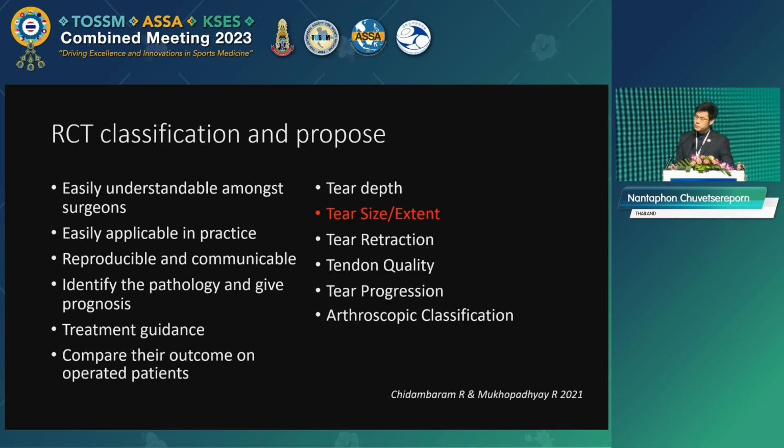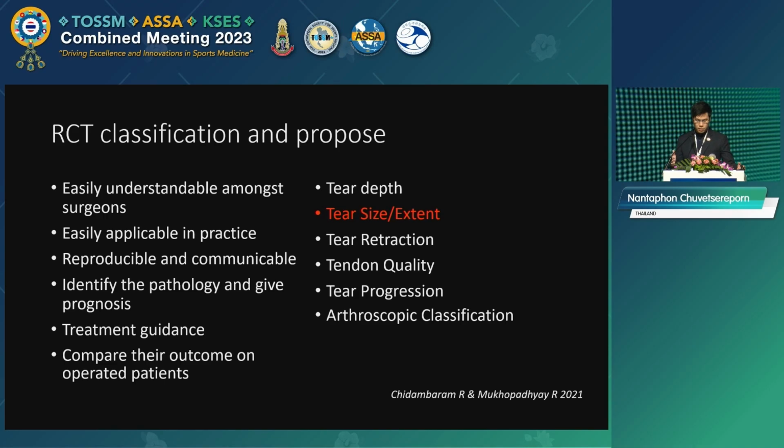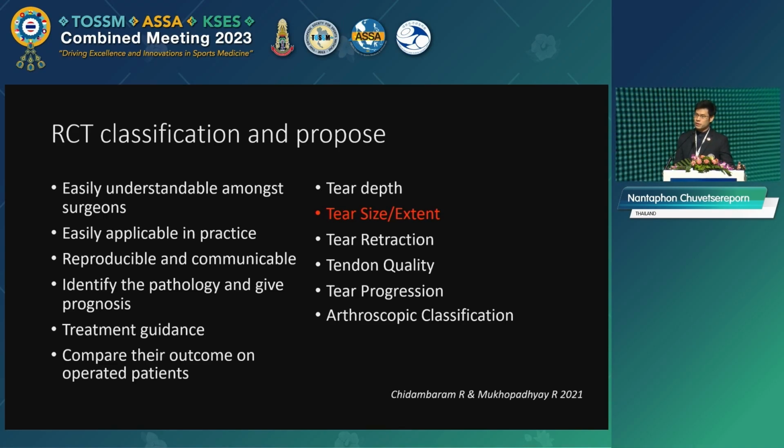To serve this purpose, there are many types of classification: tear depth, tear size and extent, tear retraction, tendon quality, tear progression, and arthroscopic classification. Today, we will focus on tear size to define what is massive rotator cuff tear.